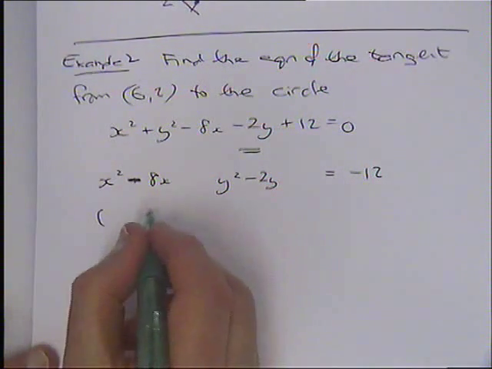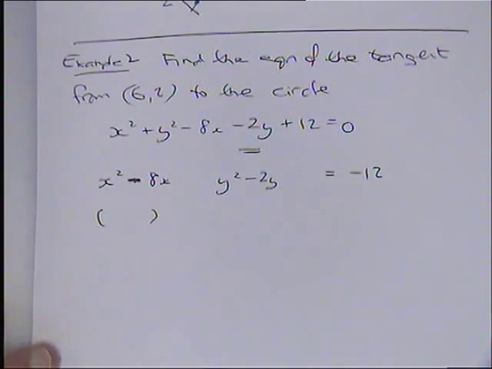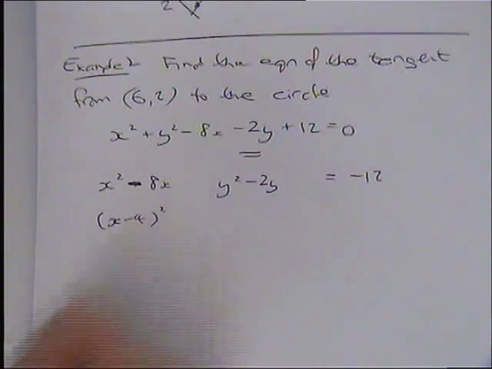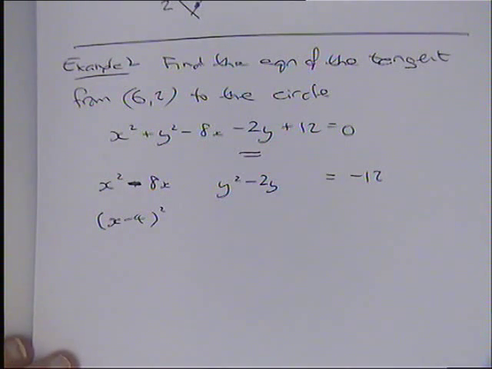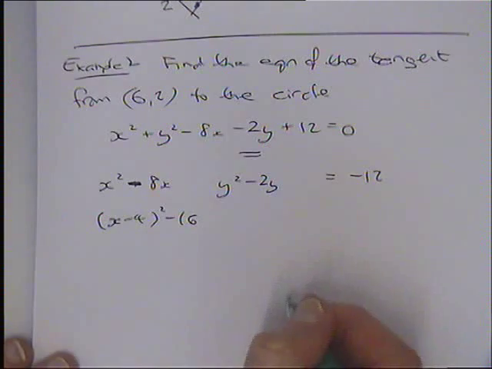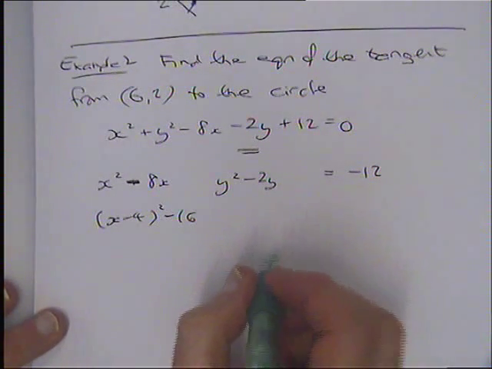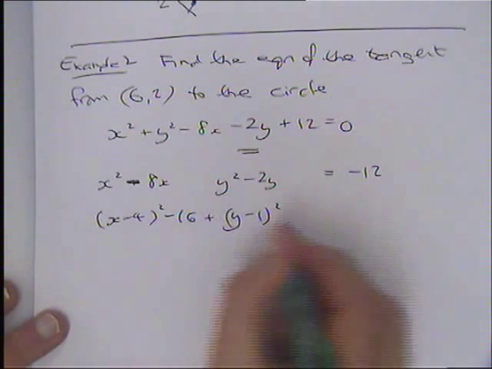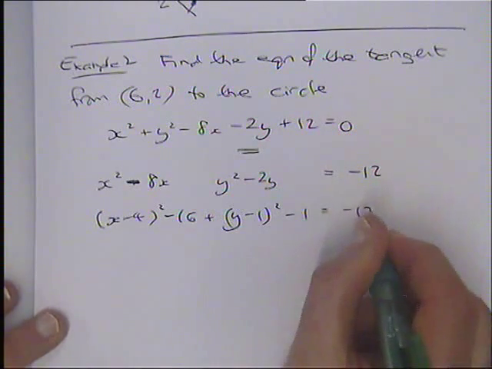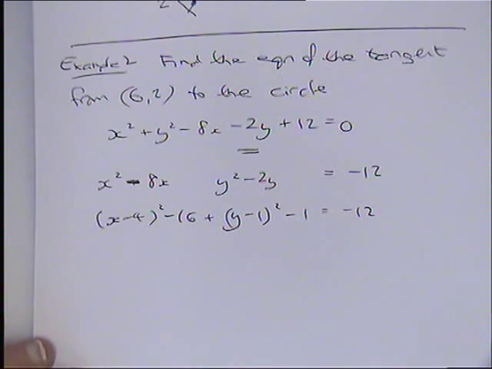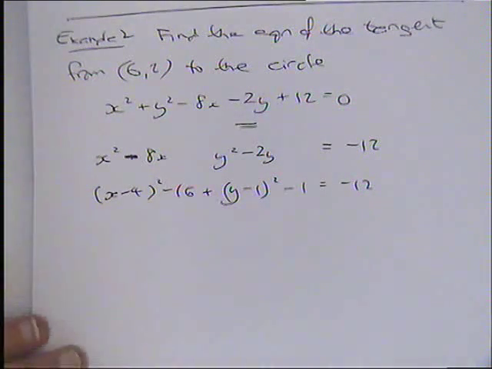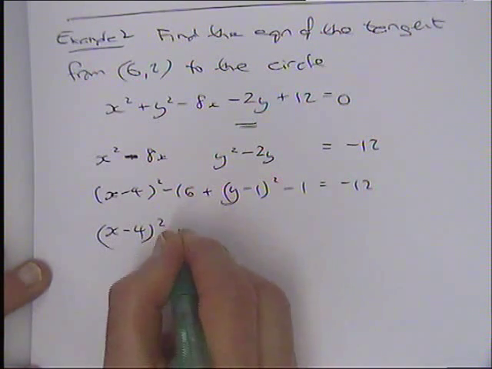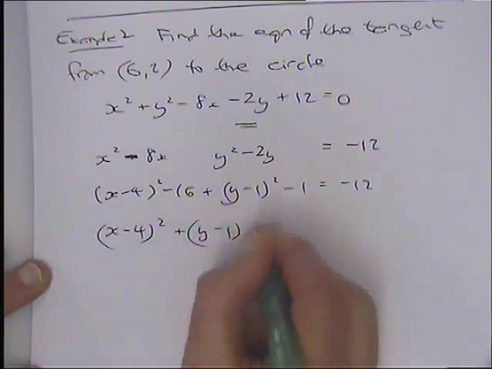Can anybody tell me then the first bracket? Maybe somebody who hasn't said anything so far? Yep, good. Okay, and what do I immediately have to subtract from there? Yes, 16, that's 4 squared. Good. Do you want to do the y one as well for me? Plus y minus 1 squared. Yep, minus 1, good. And then what Patrick was telling you about last time, just have the brackets on the left. Get all the numbers on the right.